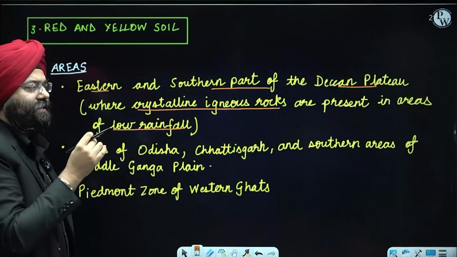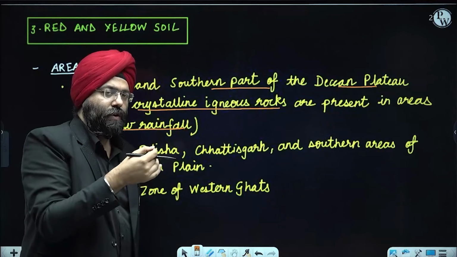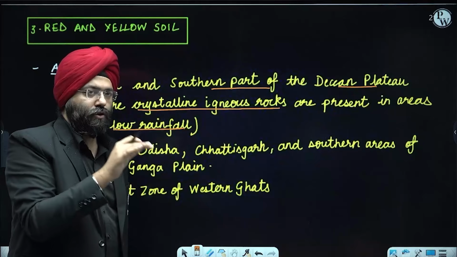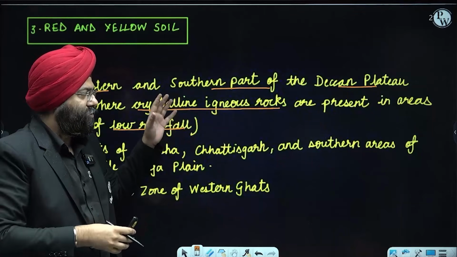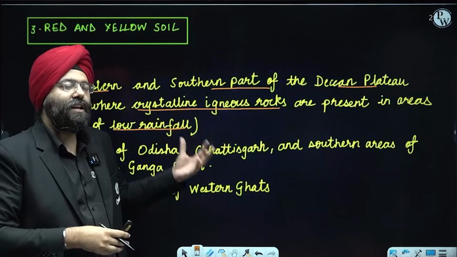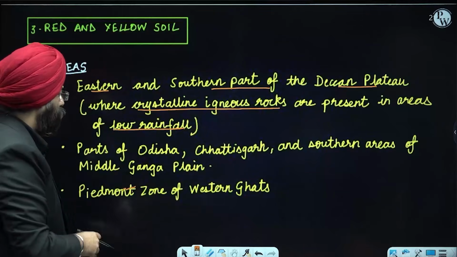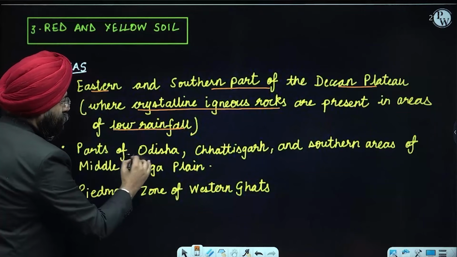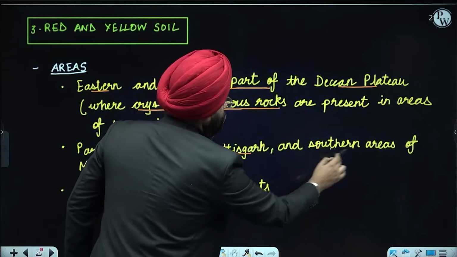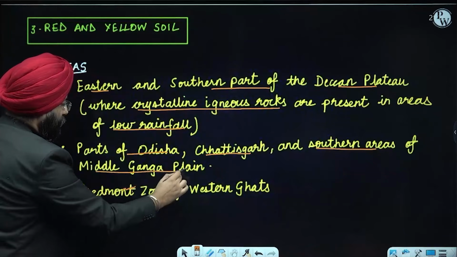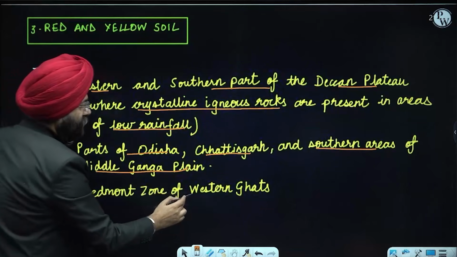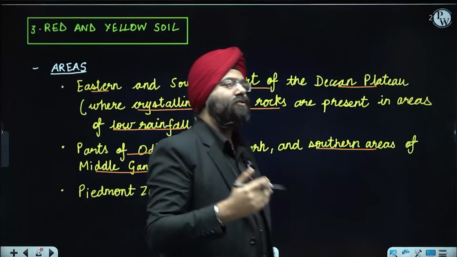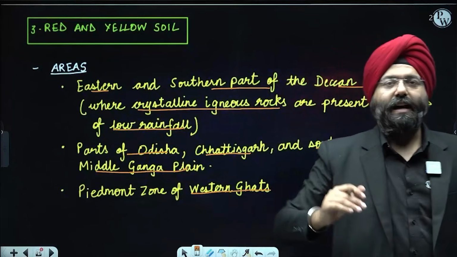So this again marks a very important condition for the presence of this particular soil. That means crystalline igneous rocks, and the areas where the rainfall is less. So it is also found in parts of Odisha, Chhattisgarh, southern areas of the Middle Ganga Plain, along with it the Piedmont zone of the Western Ghats. So these are the regions where you will find the red and the yellow soil.